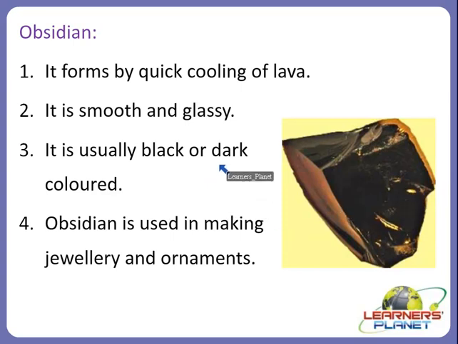It is usually black or dark colored, and it is used in making jewelry and ornaments. Because of its luster, its smoothness, its glassiness, it is used in making jewelry and ornaments, and it is very, very fine, right? That is why it is used in such things. Alright, so this is also one such example of igneous rock. Let's move on to another example of igneous rocks.